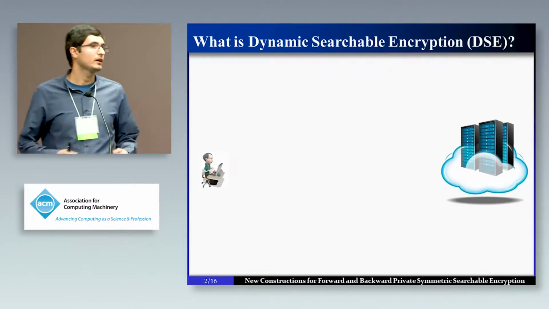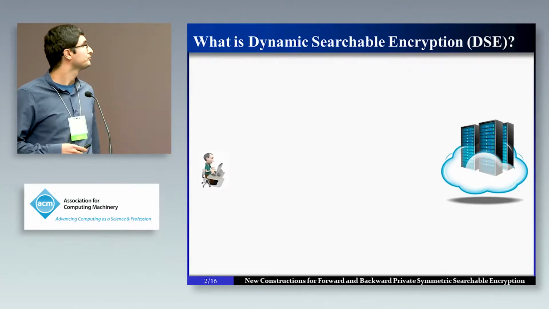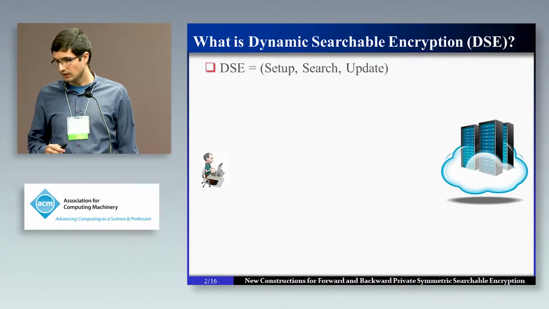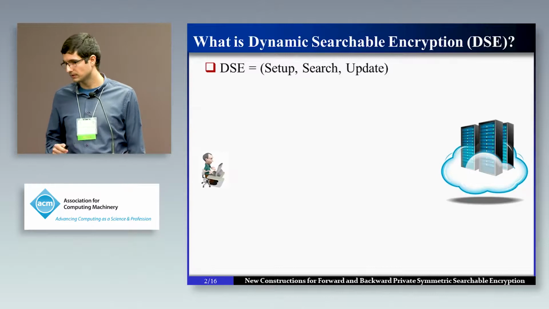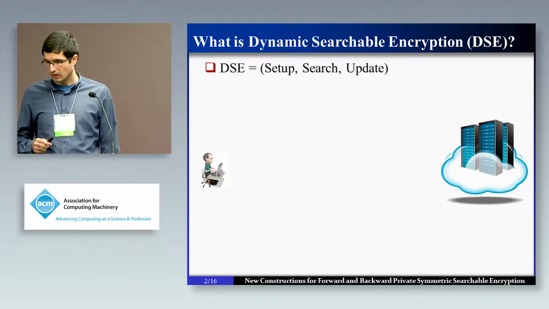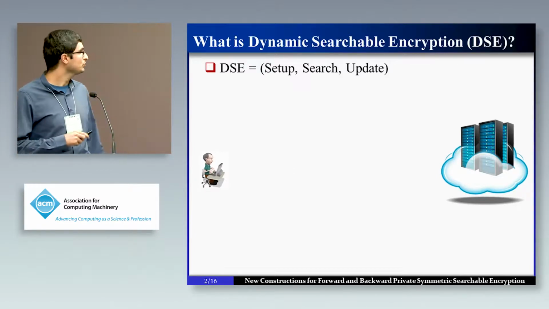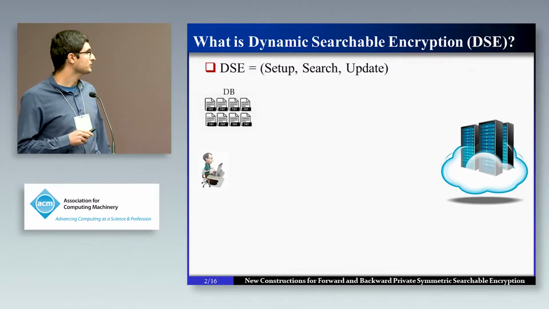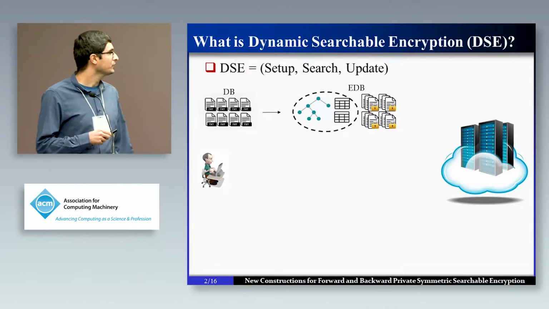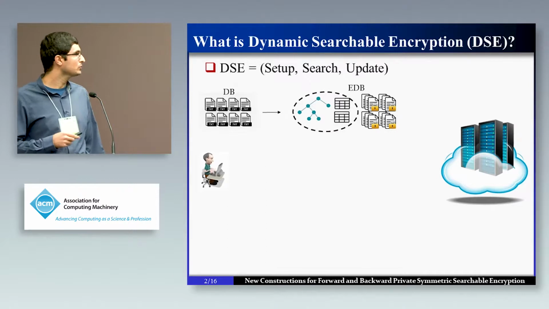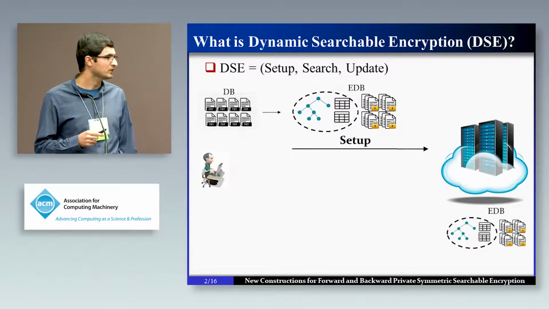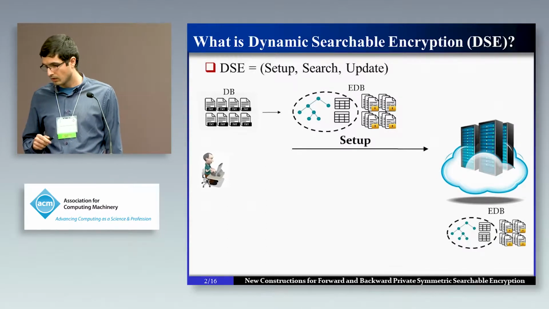First, let me explain what is dynamic searchable encryption. DSE consists of three protocols: setup, search, and update. Consider the following scenario. There is a user and he has a database of text files. He encrypts them and creates an encrypted index. Then he outsources them to an untrusted server. This is called the setup protocol.